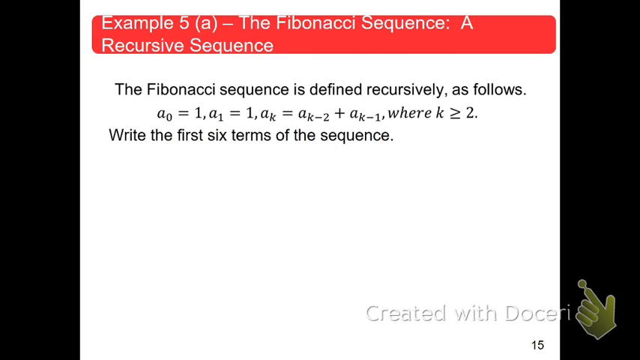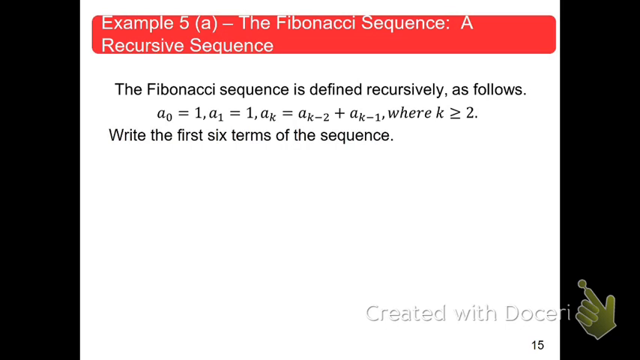Okay, and then the Fibonacci sequence may or may not be something you've heard of before. It's also defined using a recursive formula. So they tell me that my a sub 0 is 1, my a sub 1 is 1, and then a sub k is equal to a sub k minus 2 plus a sub k minus 1. And it wants us to write the first 6 terms.